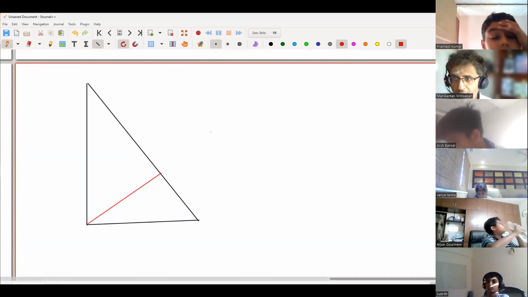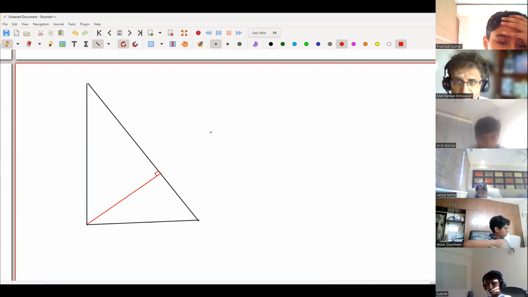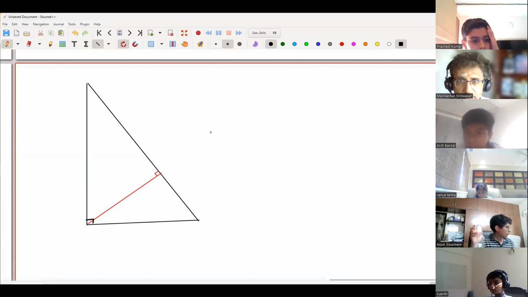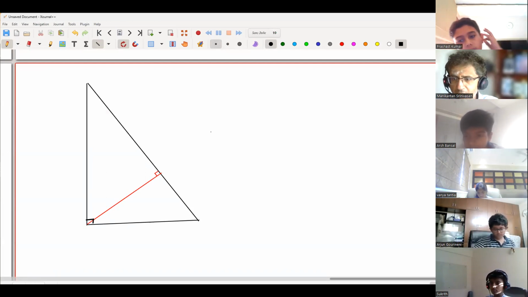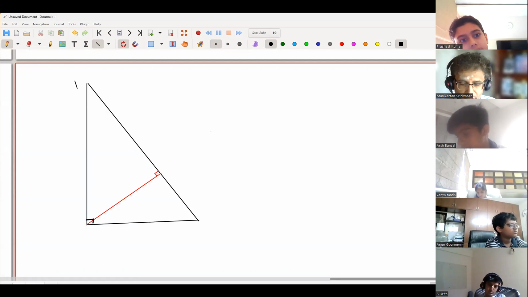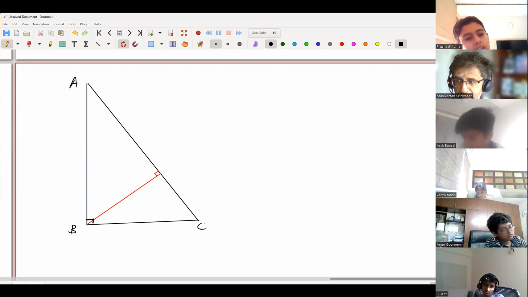Now, the observations that will come now will be very interesting. First of all, this is 90 and this is also 90. This diagonal, is it already given, or did we make it ourselves? No, I made it myself. The perpendicular from the 90 degree to this. So let's say this is the right angle triangle ABC, and from B, which is the 90 degree point, I'm dropping a perpendicular to D.